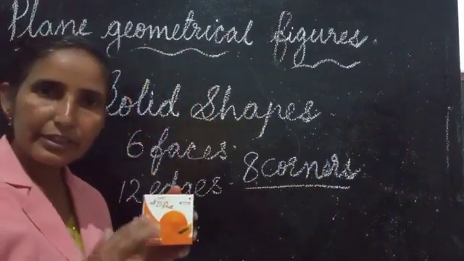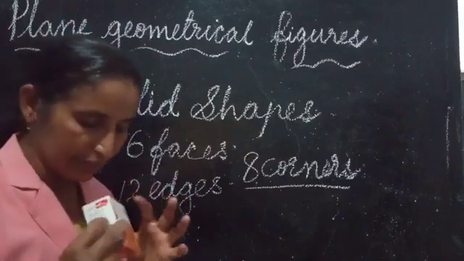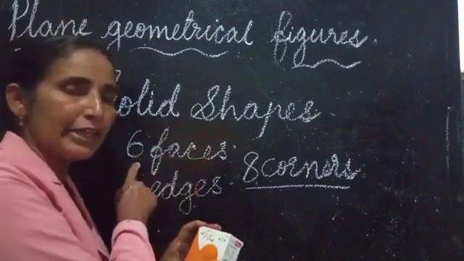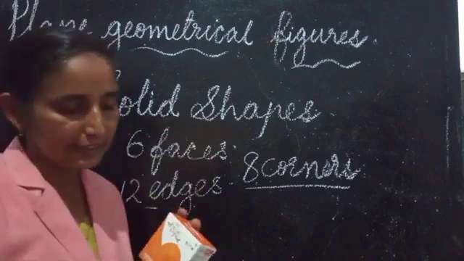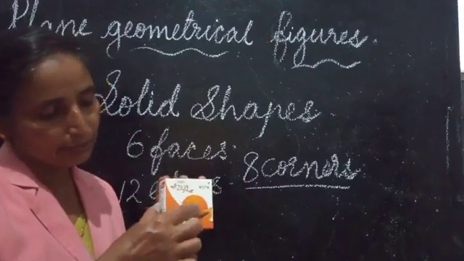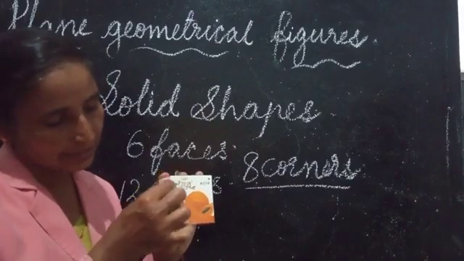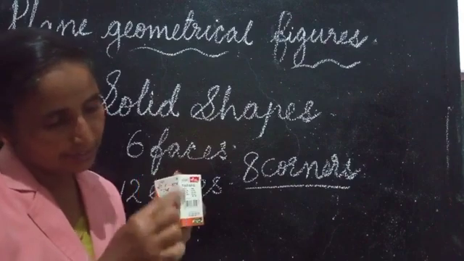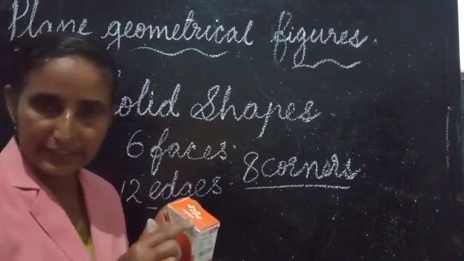What is a face? The surface of a shape. This is a surface, this is a surface, this is a surface. So surfaces are how many? 6 surfaces are there. Then edges. What are edges? 2 faces meeting each other is called an edge. This side and this side meet here, so this is an edge.